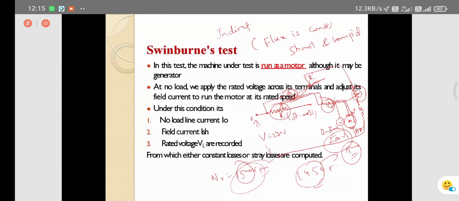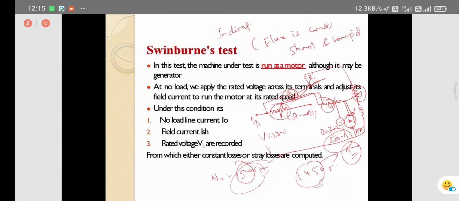Whenever the motor starts, the motor picks up speed, like 0 to 50 RPM, 100 RPM, like 1400 RPM. Then you can check the speed of this motor by tachometer.